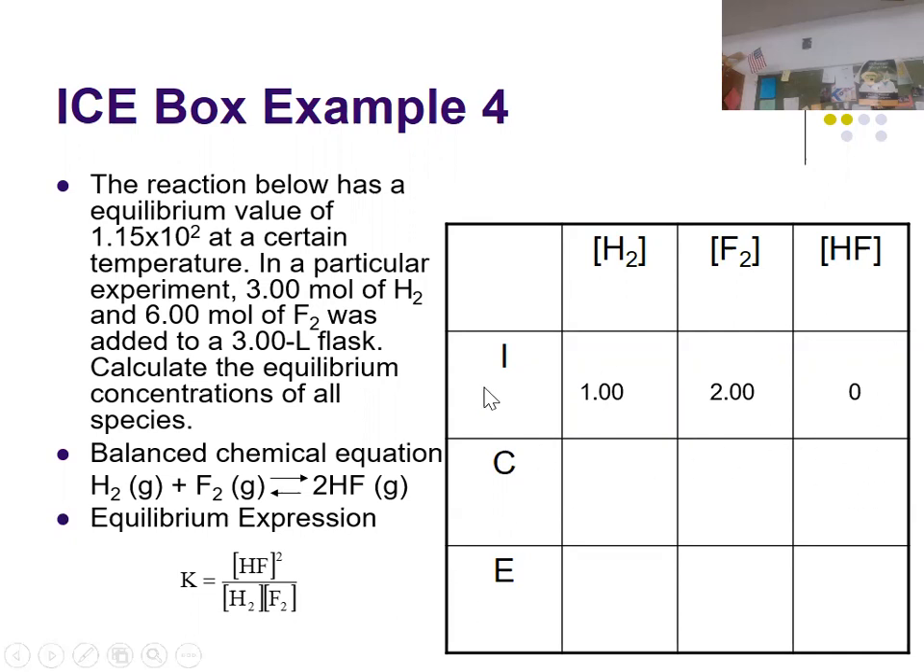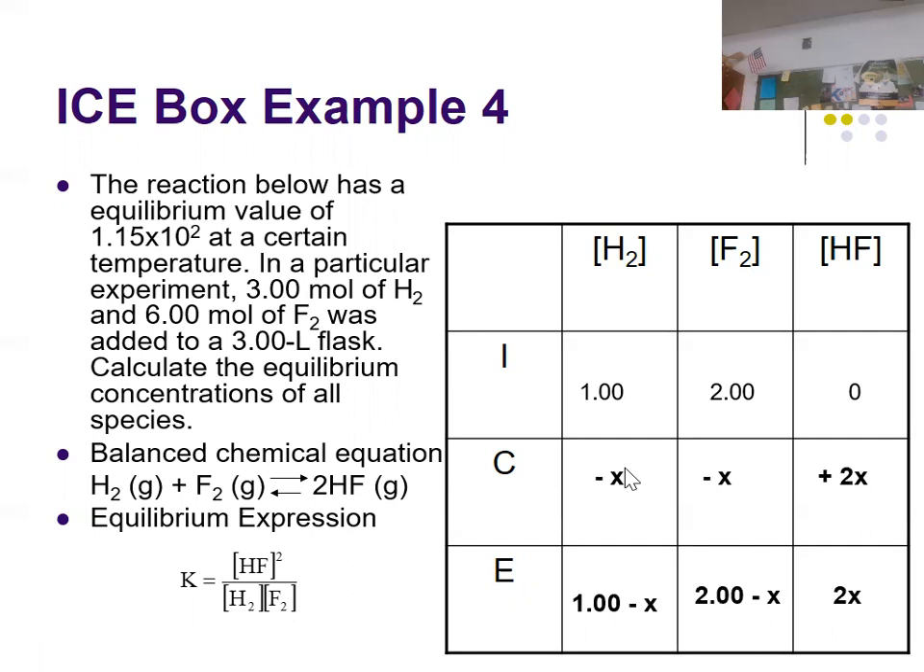So what's the C of H2 and F2? Minus x. What about HF? What's its C? Plus 2x, because remember, we go by the stoichiometric coefficient, so plus 2x. So now I'm just pulling this stuff down: 1.0 minus x, 2.0 minus x, and 2x.